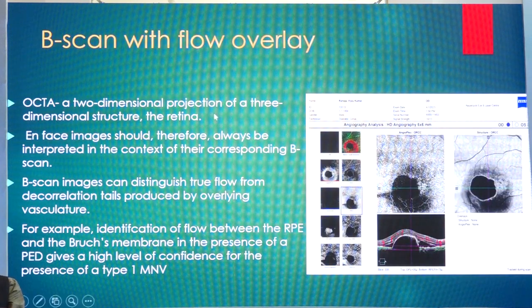Another important thing is a B-scan flow overlay. What is flow overlay? The red dots and the green dots you see here signify the amount of flow in the vessels or the abnormal vessels. You have to put the B-scan cross-section here, and simultaneously, if you see the flow overlay, the green spots have increased, that means it's a high flow lesion and is an active lesion.